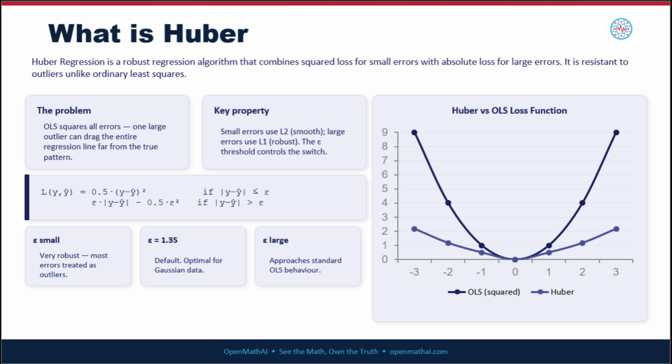Huber regression combines the advantages of two error calculation methods. For small prediction errors, it behaves like linear regression by squaring the errors. For very large errors, it switches to using the absolute error instead of the squared error. Because of this, extreme values have much less influence on the final model, making Huber regression more robust and reliable when the dataset contains unusual observations.